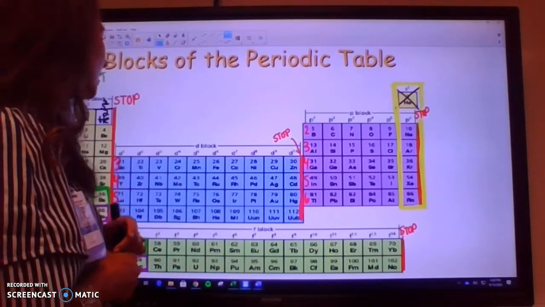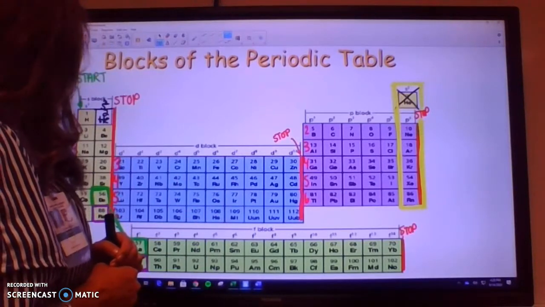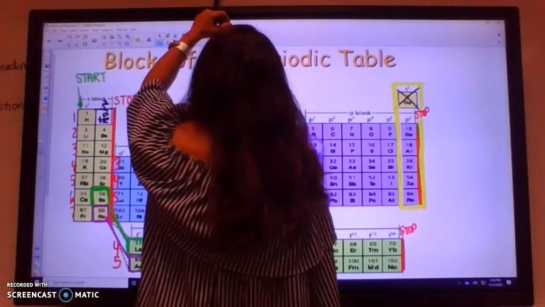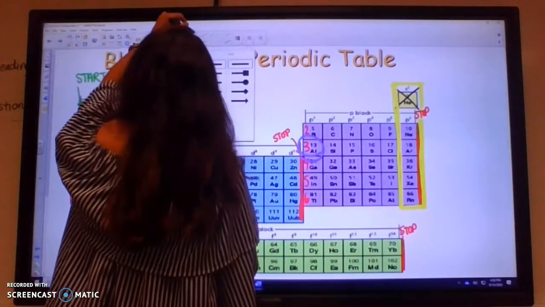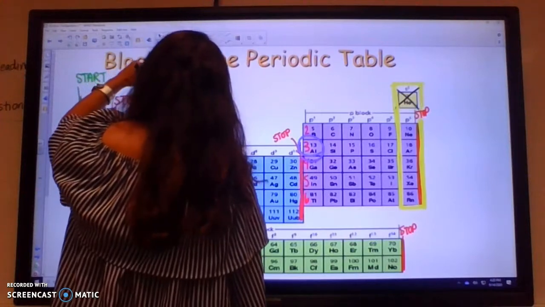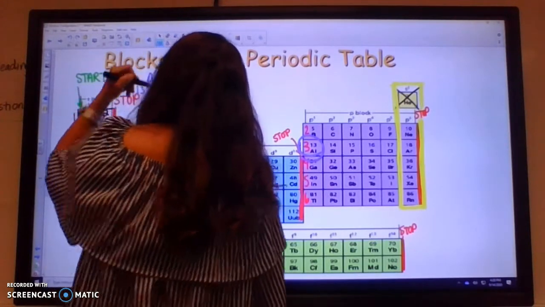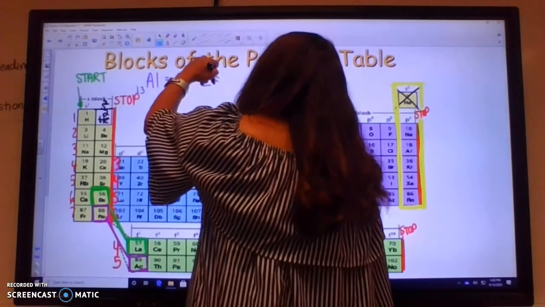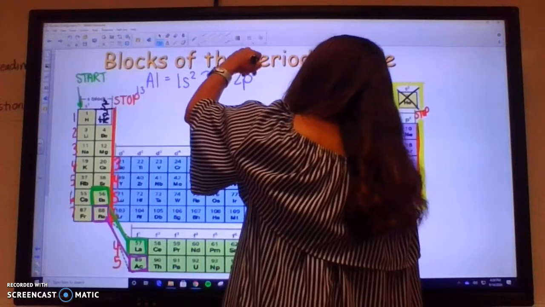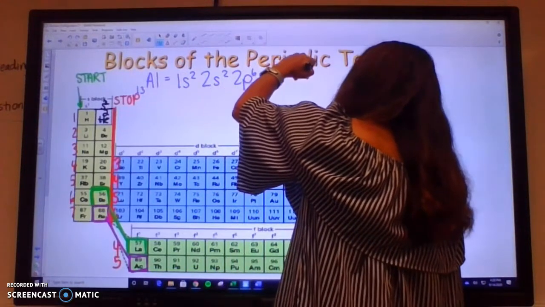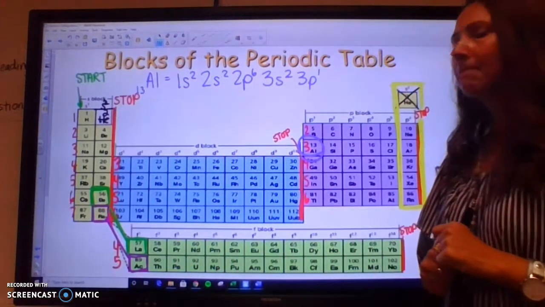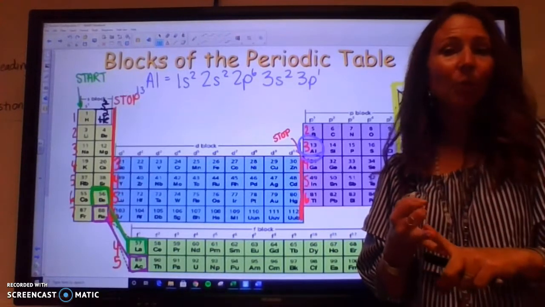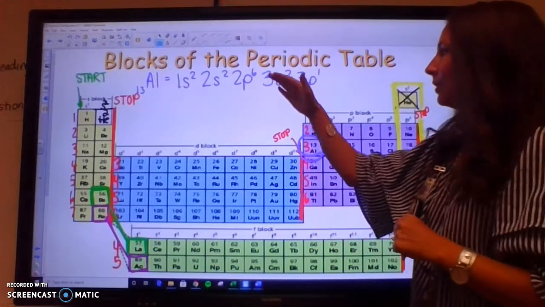So I'm going to do one that's kind of short and sweet. Let's do aluminum right here, number 13. And aluminum, the atomic numbers. So the electron configuration is going to be 1s2, 2s2, 2p6, 3s2, 3p1.